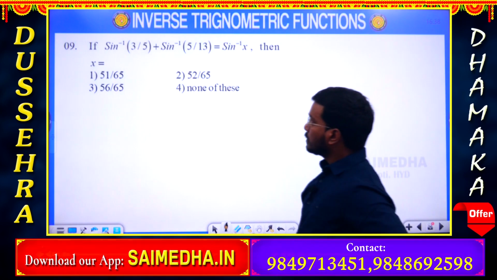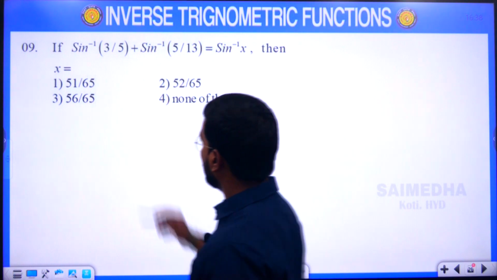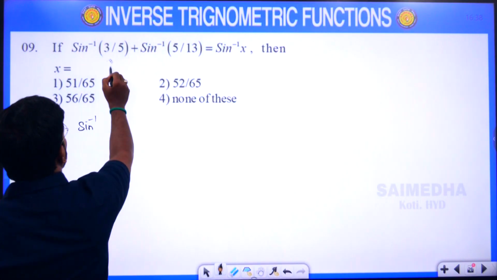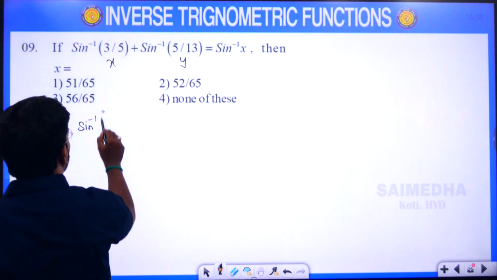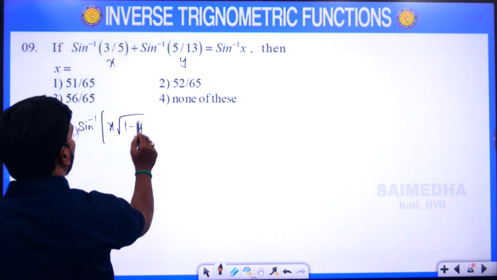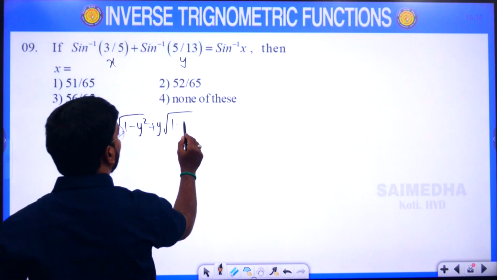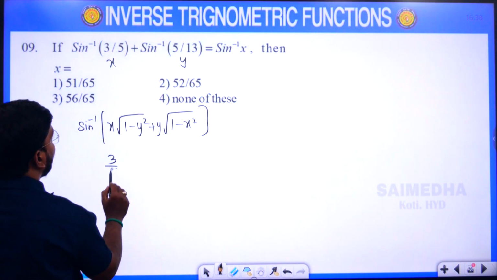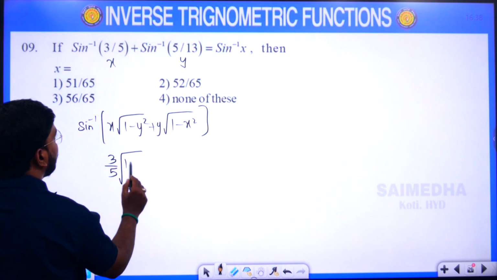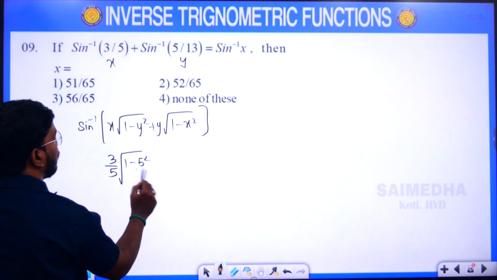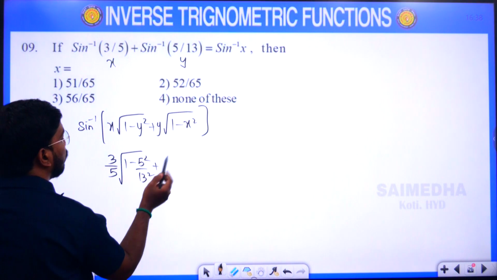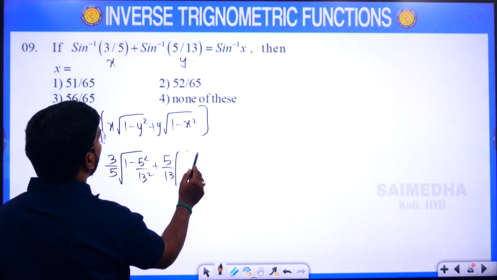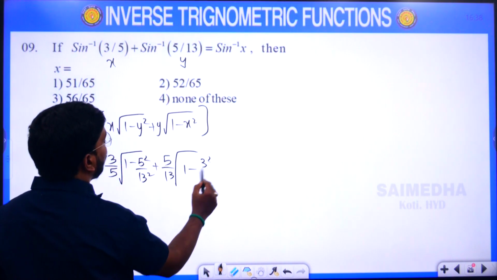Sine inverse of 3 by 5 plus sine inverse of 5 by 13 is sine inverse of x. Now it is in the form of sine inverse of x plus sine inverse of y, which equals sine inverse of x root 1 minus y square plus y root 1 minus x square. x is 3 by 5, so 3 by 5 root of 1 minus 5 square by 13 square. Similar question, we have got it. Then 5 by 13 root of 1 minus 3 square by 5 square.